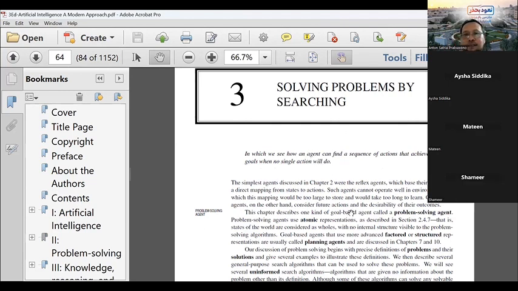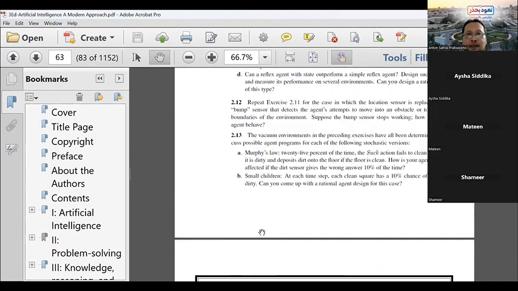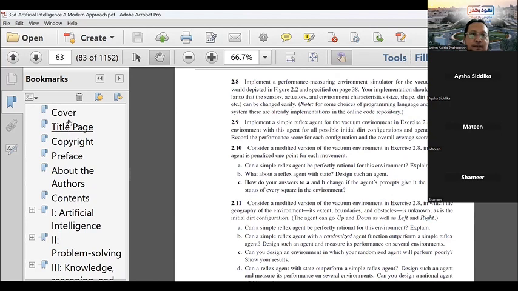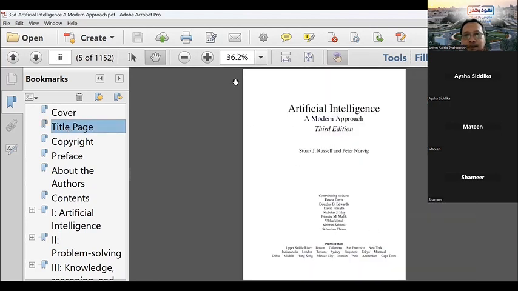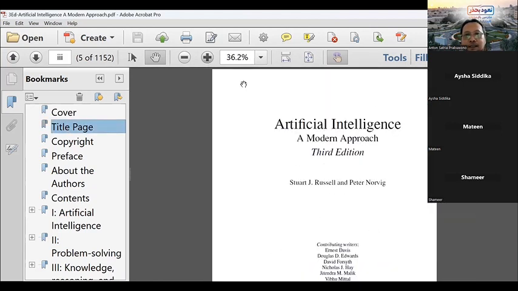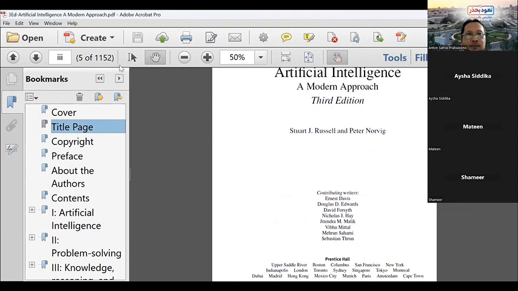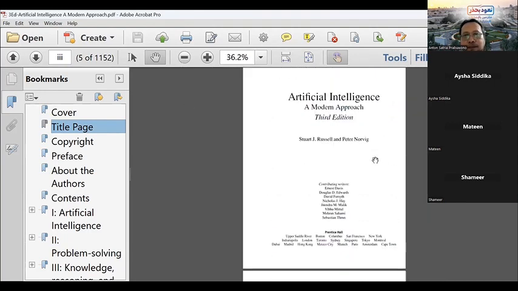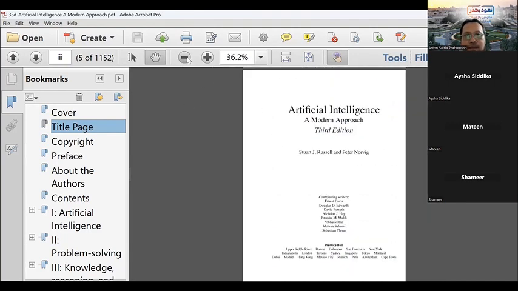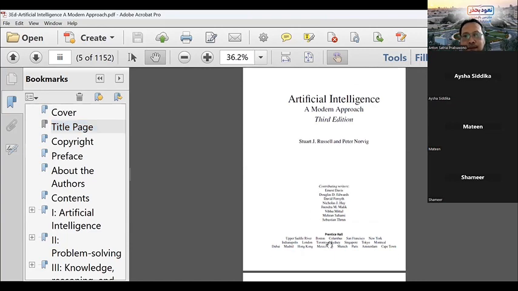Yes, sir. Okay, please. I will show you the cover. So then you can see the title page, this page. This is the title page. You should find this book, hopefully provided, in the OSET UTB library, right?